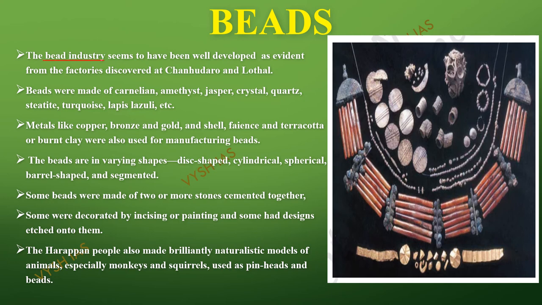But the bead industry seems to have been well developed, from the factories discovered in Chanhudaro and Lothal. In these places we found evidence of the bead industry. Beads were made of carnelian, amethyst, jasper, crystal, quartz, steatite, turquoise, lapis lazuli, etc. These are the materials from which beads were made. Jewelry was made from gold and other precious stones also, but beads were made from these. This is important to note. And metals like copper, bronze, gold, shell, faience, terracotta were also used for manufacturing beads as well as the ornaments.